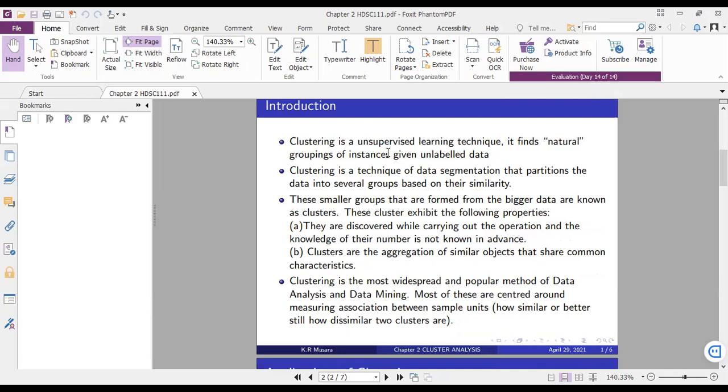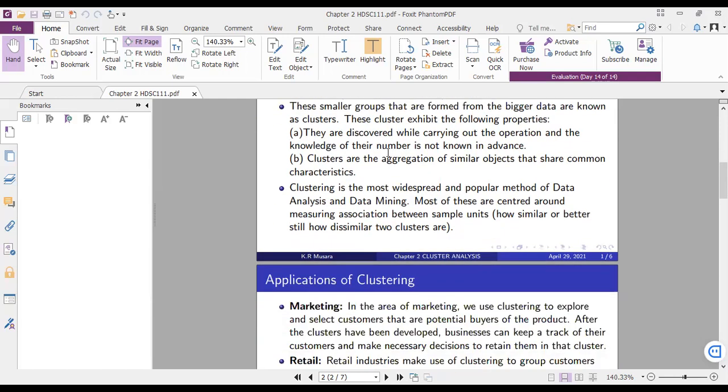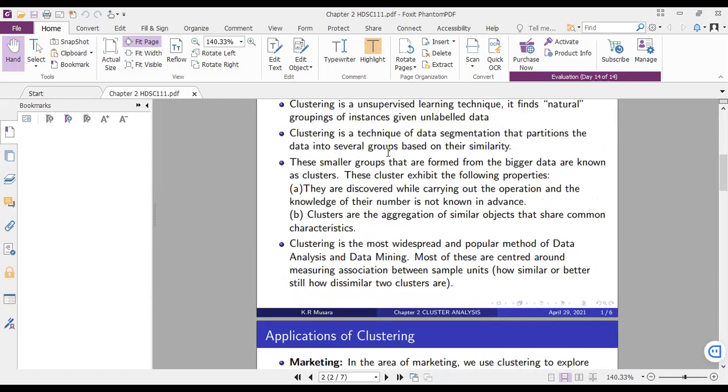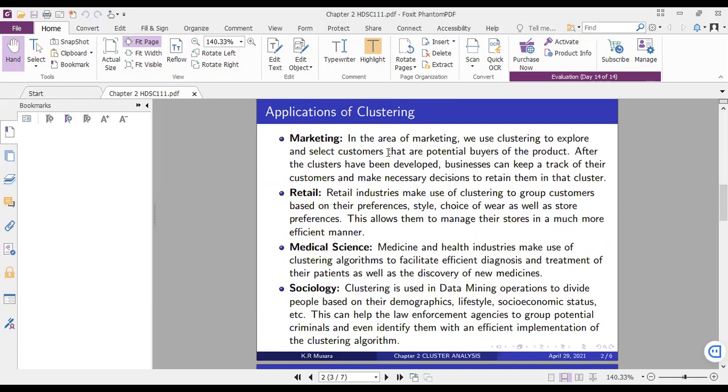Most of these are centered around the association between sample units and how similar, or better still, how dissimilar two clusters are. So mainly, clustering is a technique of data segmentation that partitions data into several groups based on their similarity. Now let's look at the application of clustering. Clustering can be applied in marketing, in retail, in medicine, in sociology. So in many aspects of life, we can apply clustering. Let's look at an example in marketing.